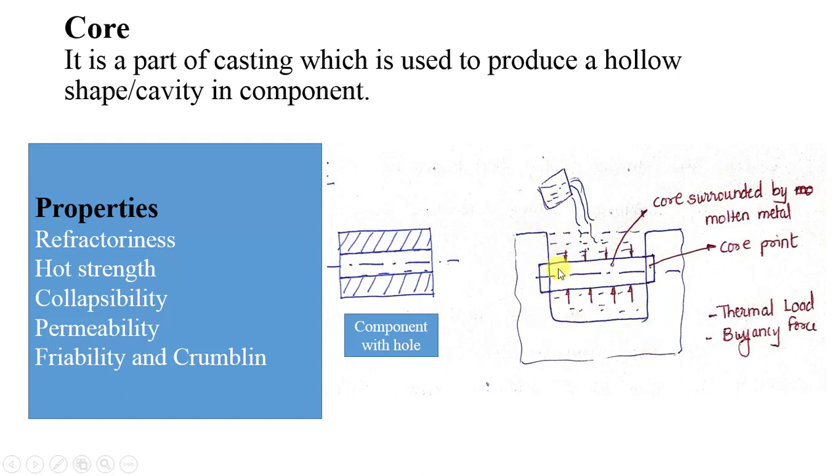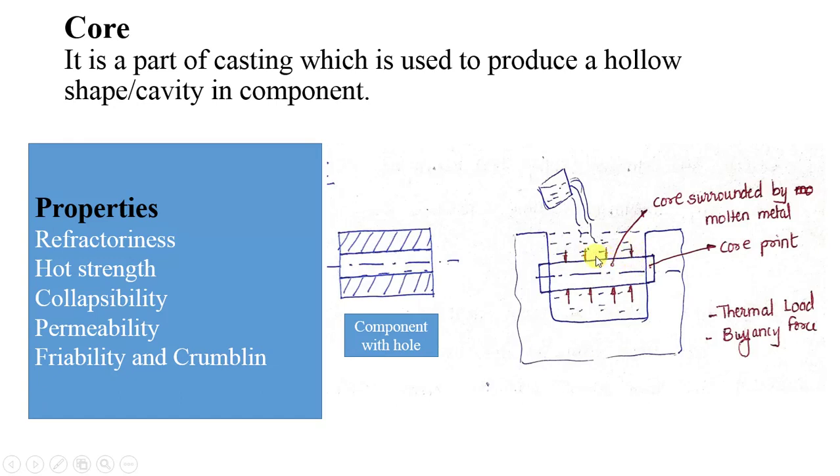So this is the sand cavity. In the cavity, a core is held between two core prints. So when you pour molten metal into this cavity, it will be filled, and during pouring, two loads will be generated, or two forces will be acting on this core. One will be a thermal force due to the heat of the molten metal, and another is a buoyancy force. Buoyancy force is generated due to the difference between the density of your core and the density of the molten metal. So due to this difference, a buoyancy force will be acting on all the surfaces of your core.